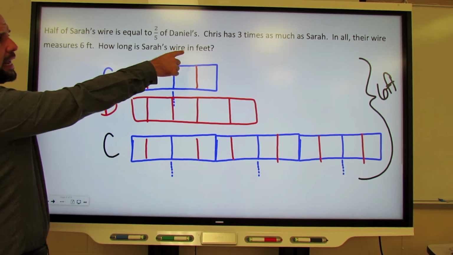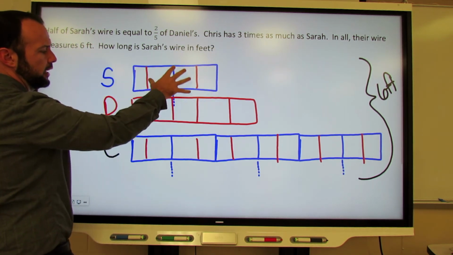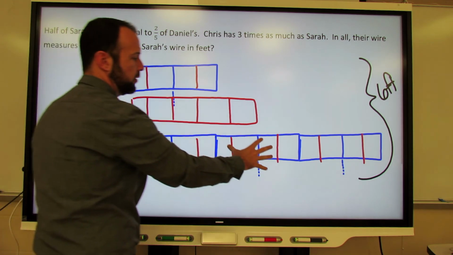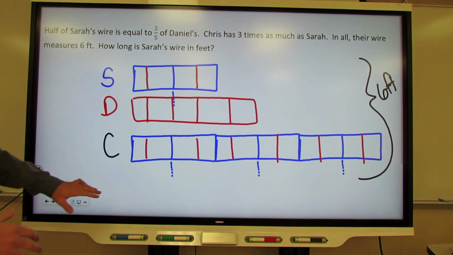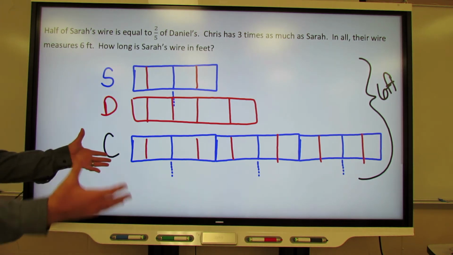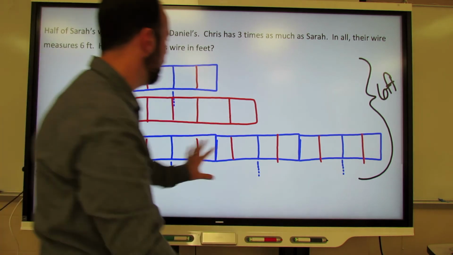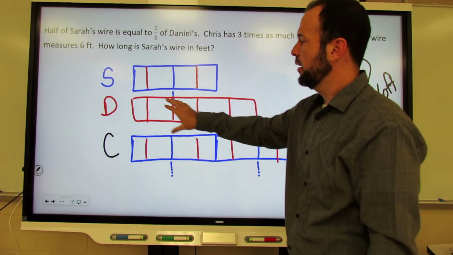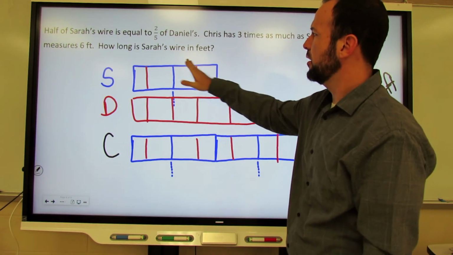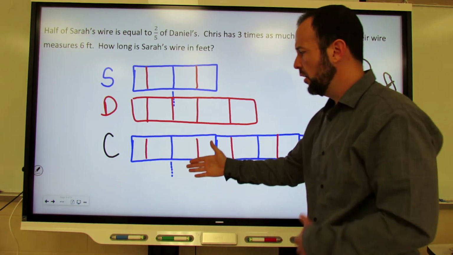From there it said that Chris had 3 times as much as Sarah. So I took Sarah's here and I just copied it 3 times: 1, 2, 3. Right? So now we have all the wires drawn out, okay? And we do know that together, in total, all of this measures 6 feet. Again, I had Daniel's fifths, Sarah's half, and I matched up the fifths as well, and then I copied that into Chris's too.